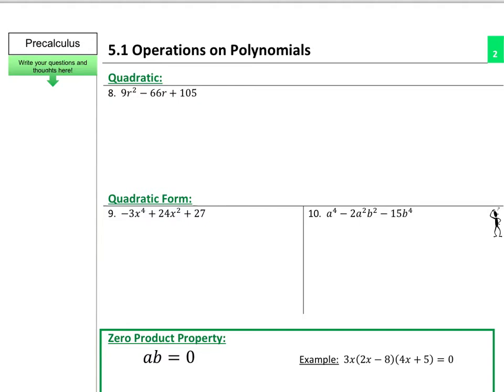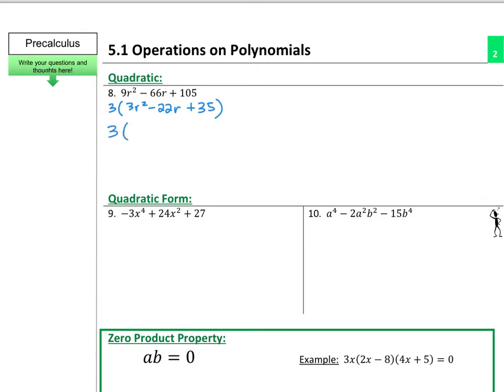All right, so operations on polynomials. Let's check and see what that is. Let's see. Can we factor out anything here? Oh, yes, I believe we can. We can take out a 3. So that would leave us with 3r squared minus 22r plus 35.